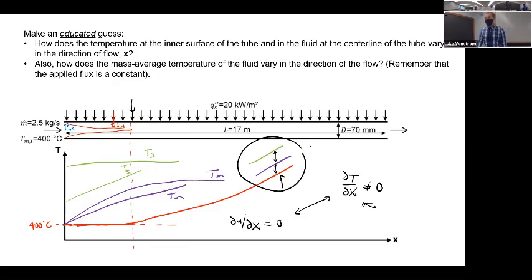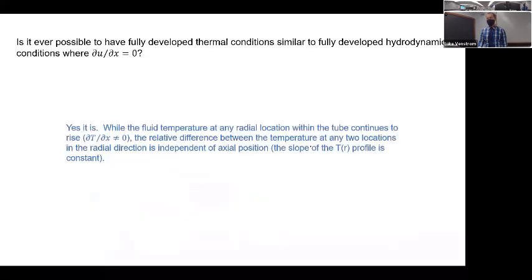Okay. So now I'm going to try to convince you that that's the case. But first, let's unpack what this constant difference means. So first, this next question on there: is it ever possible? And yes, for the reasons that I just described.